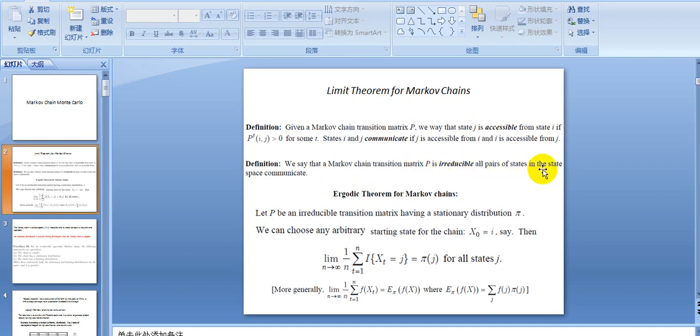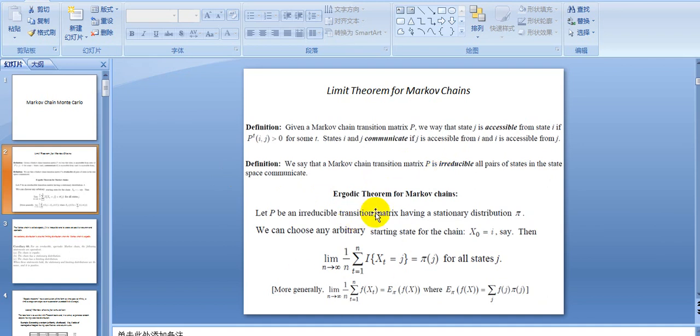Okay, and definition: we say that a Markov chain transition matrix P is irreducible if all pairs of states in the state space communicate. So we already explained what a reducible Markov chain is, right? And if it's not reducible, we call it irreducible. So we already learned irreducible before.